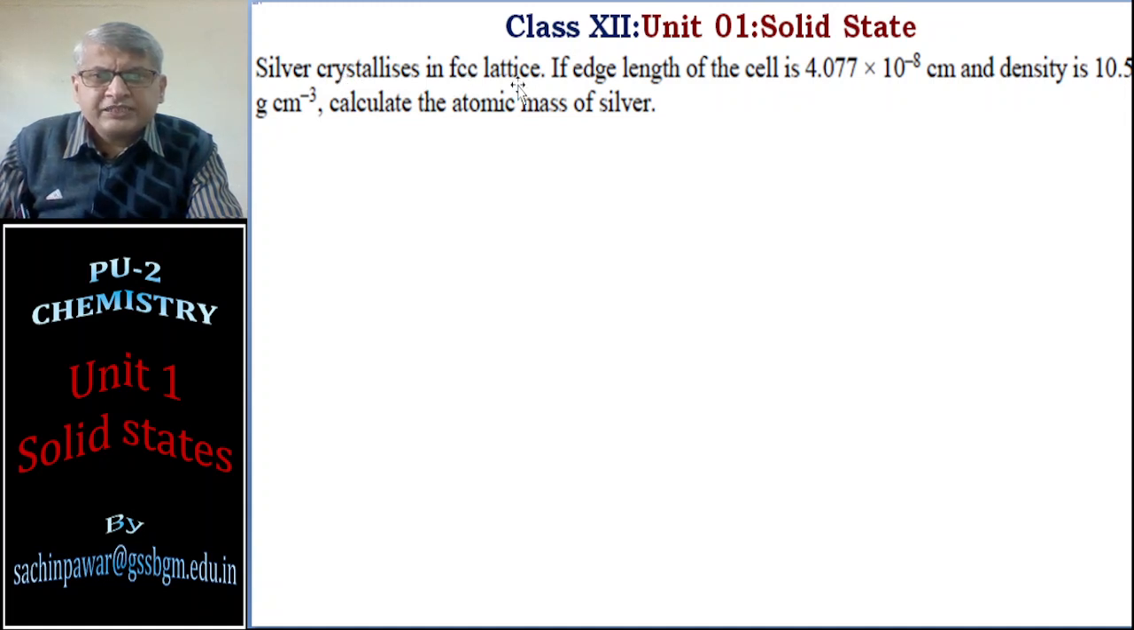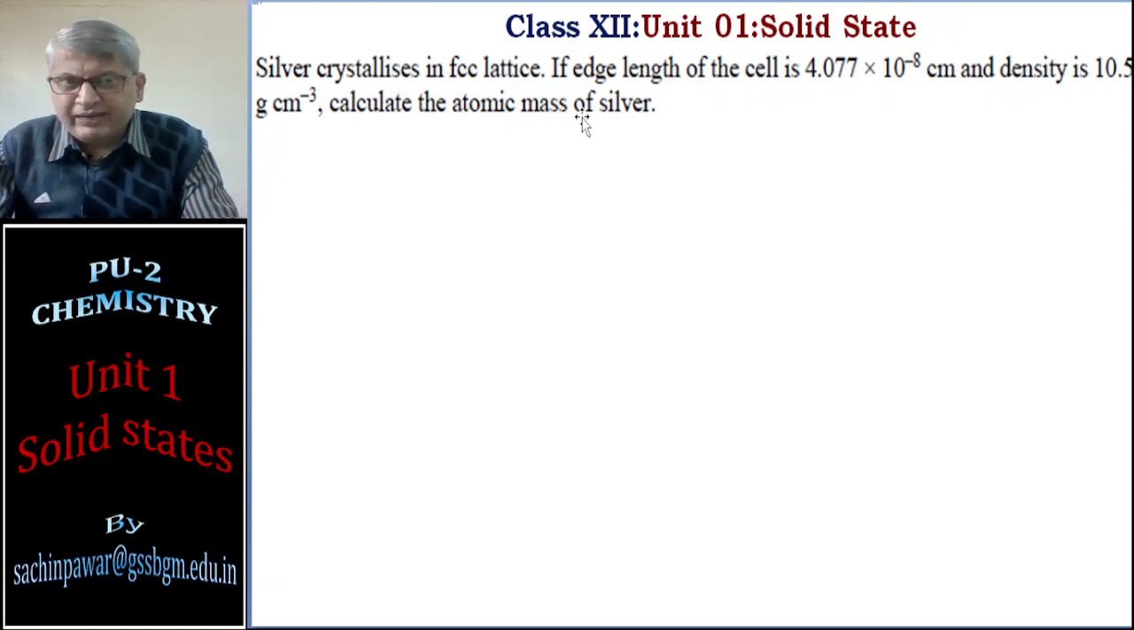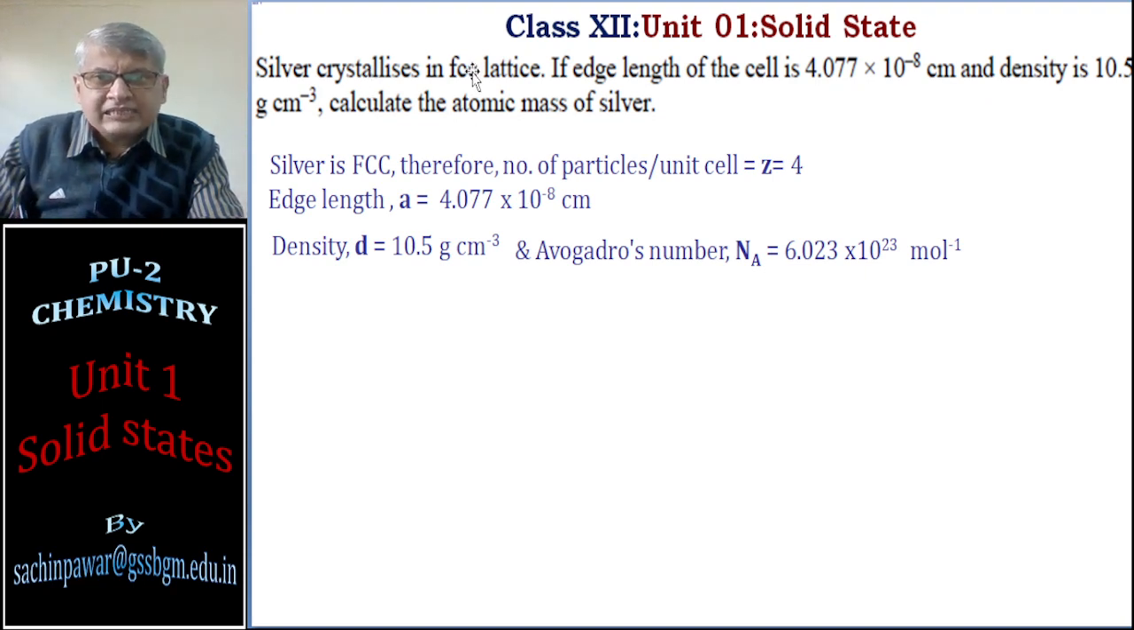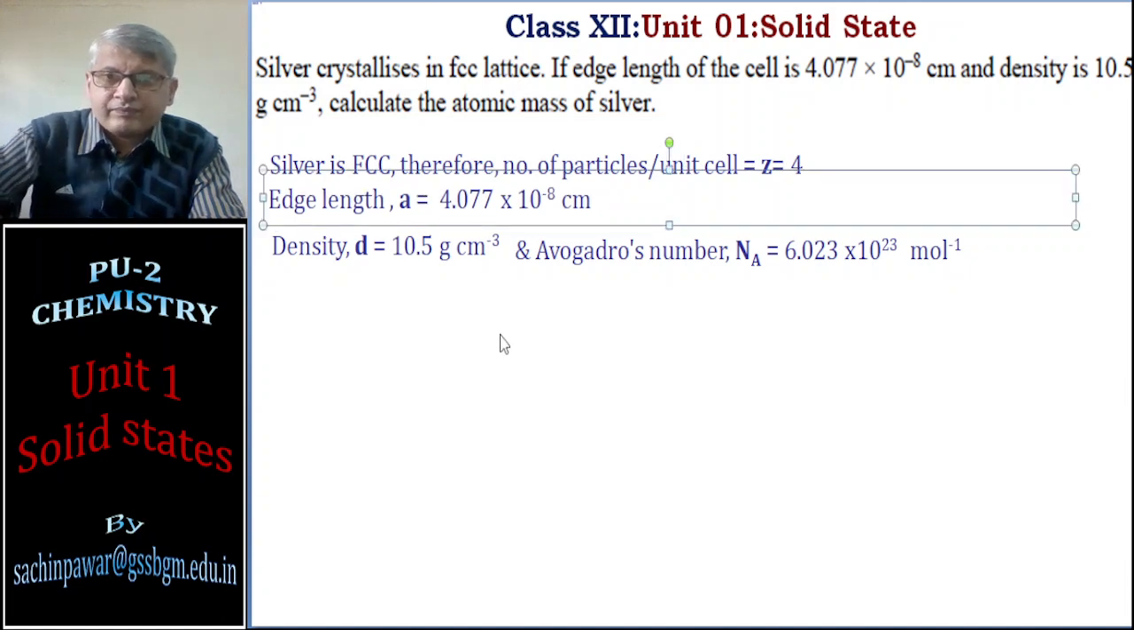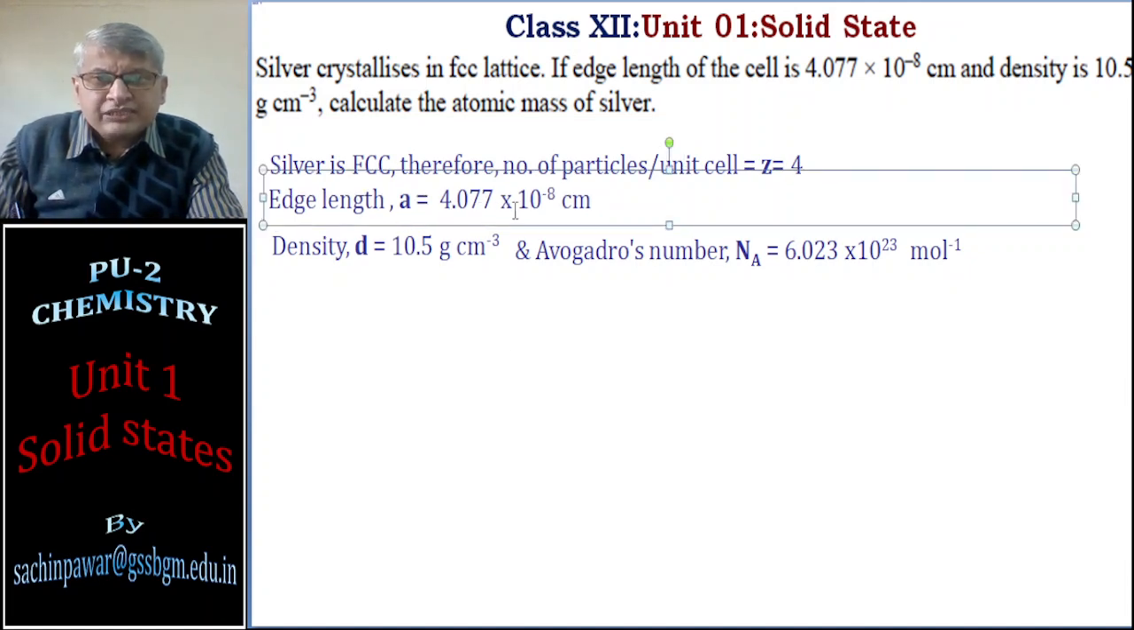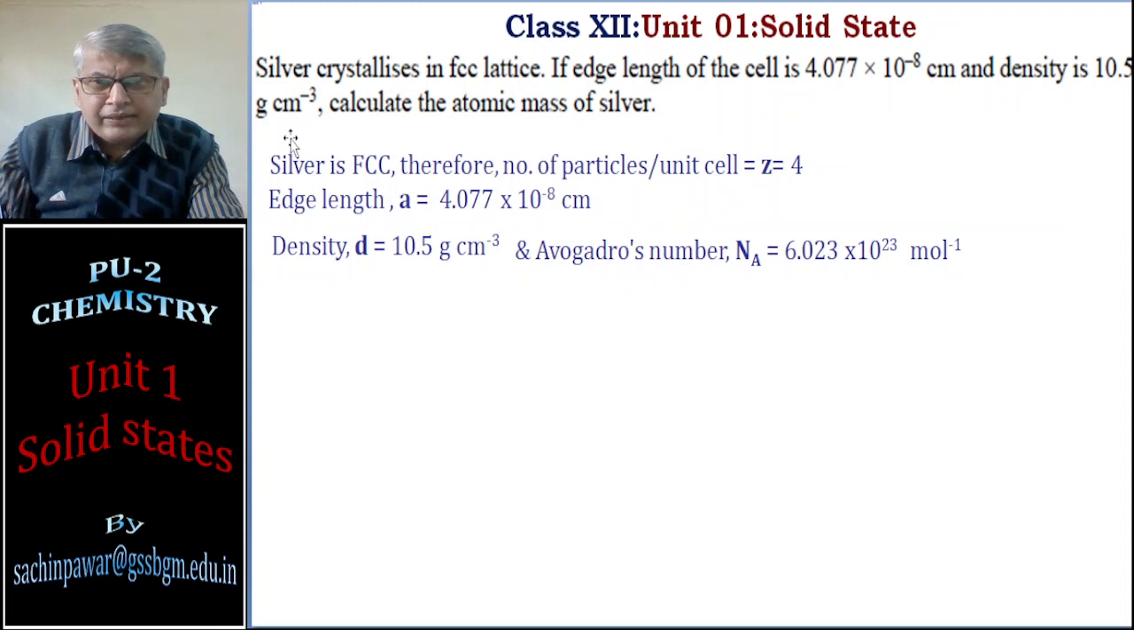Silver crystallizes in FCC lattice. If the edge length of the cell is 4.077 into 10 to the power -8 centimeter, the density is 10.5 grams per cm cube. Calculate the atomic mass of the silver. So they have asked to calculate the atomic mass of silver. Silver crystallized in FCC means the number of particles per unit cell is 4. Edge length is given as 4.077 into 10 to the power -8 centimeter. Density is given as 10.5 grams per cm cube.